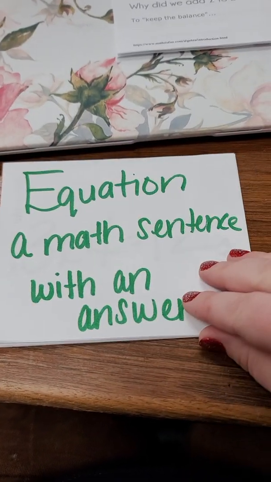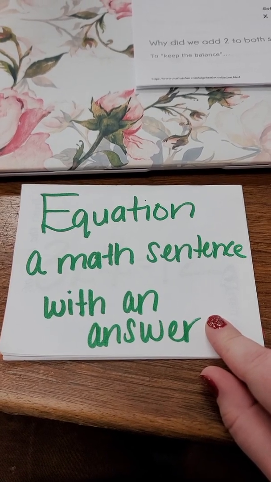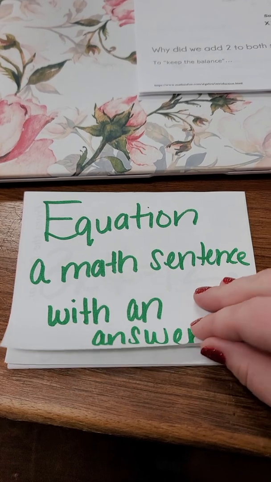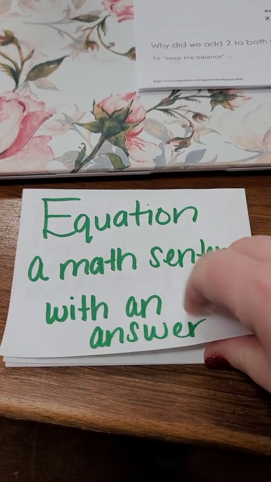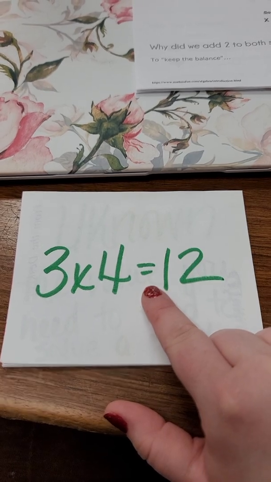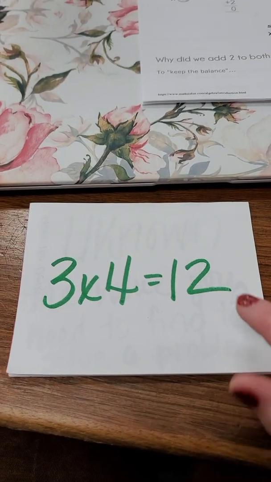Next, we have an equation. An equation is a math sentence with an answer. So equation kind of sounds like equal. It's always going to have an equal sign, okay? This is an example of an equation.